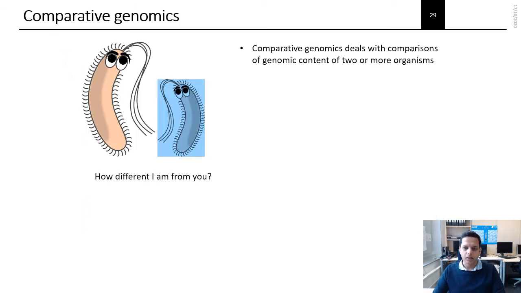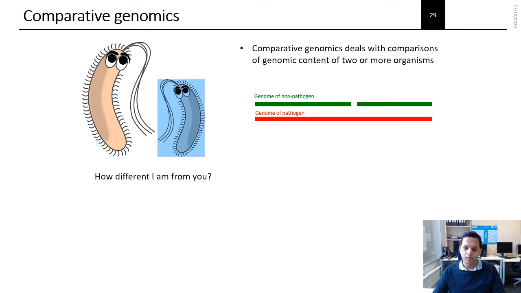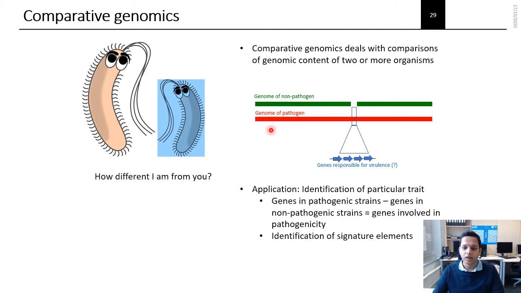Another important aspect is comparative genomics, where we compare the genomic content of two or more organisms. Just to give an example, let's say we compare the genome of a non-pathogen and a pathogen, and we find a region where genes are exclusively present in the genome of the pathogen but absent in the non-pathogenic organism. This gives an idea that these are the genes responsible for the additional virulence capability that we observe in these isolates. Not only this, comparative genomics can also be used to identify different phenotypic traits that we are observing.